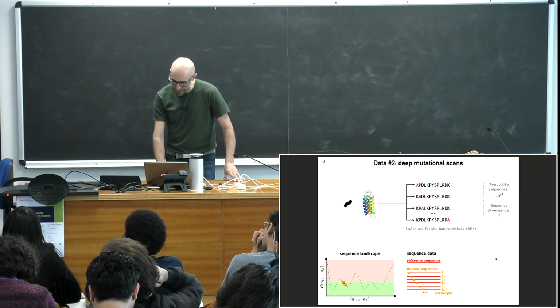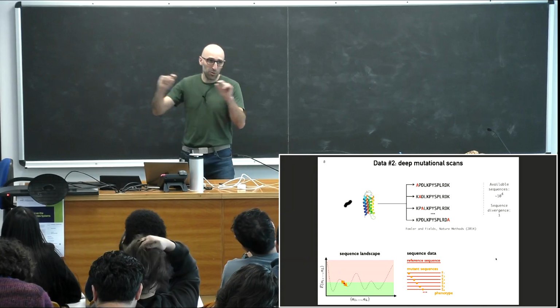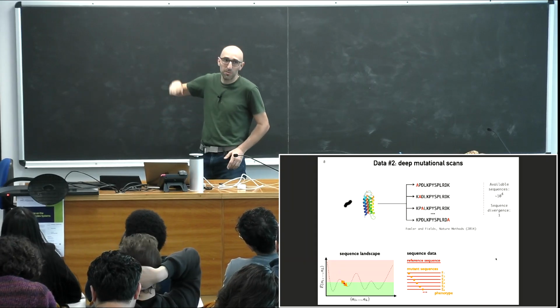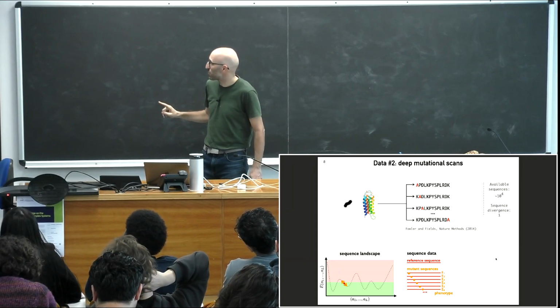And then we have other kind of data. So there are experiments where people take one protein and they do all possible single mutations of that protein.